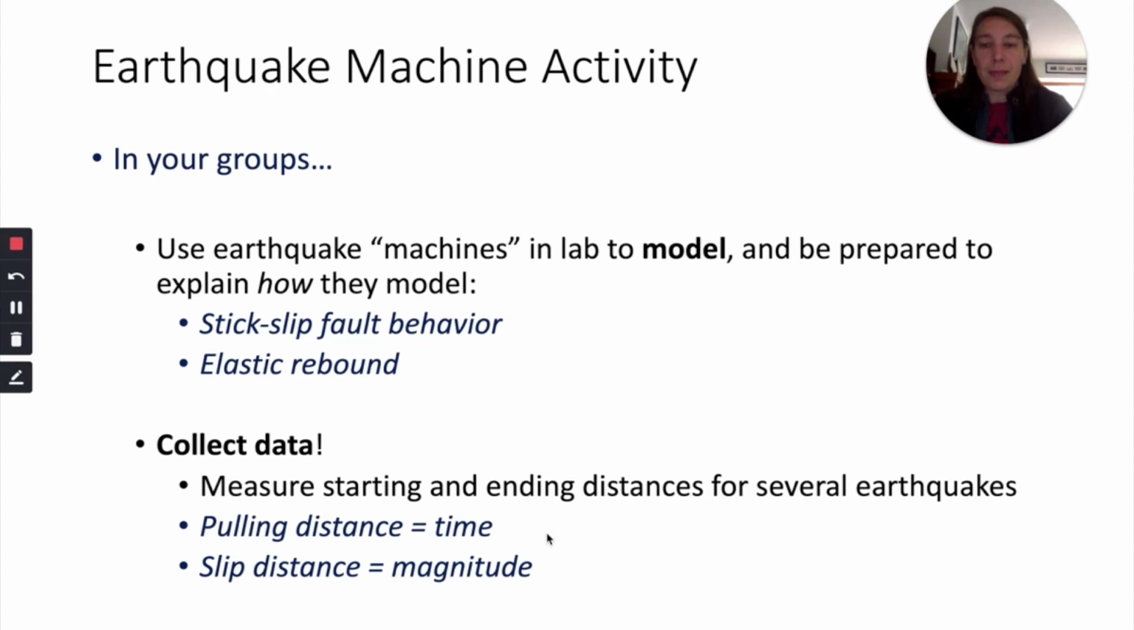So the things you need to collect in this part of the lab activity are the pulling distance. This is pulling the string. So that is how far you've pulled for the end of the elastic, and this is going to represent time. The other thing you're going to collect is slip distance, which is going to represent the magnitude of the earthquake. And this is simply how far your locked end of the plate moves.